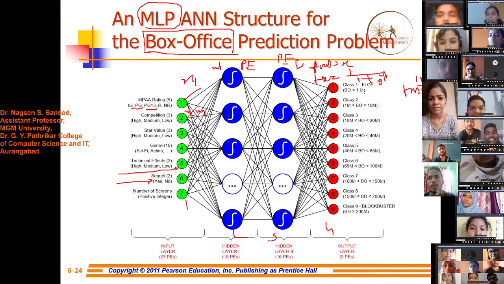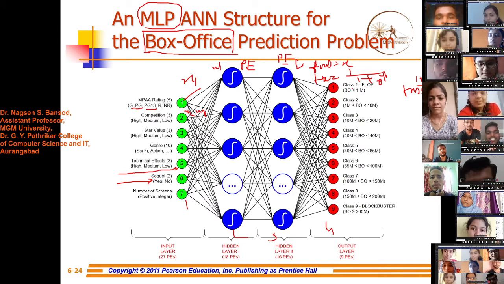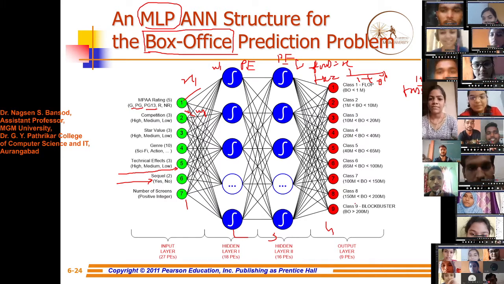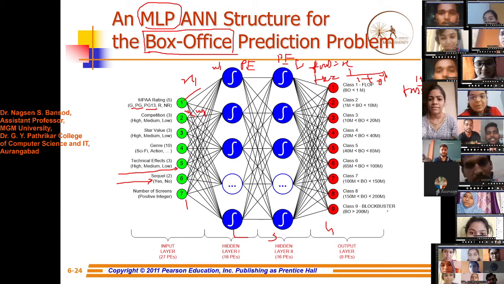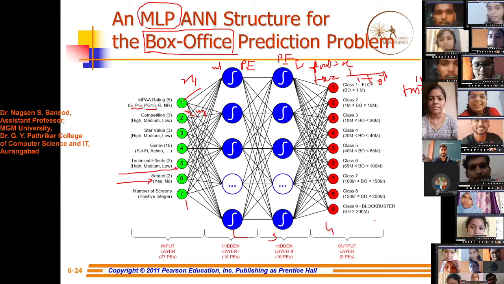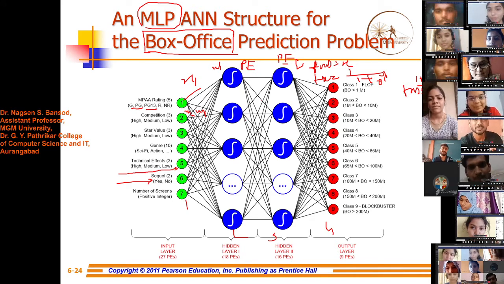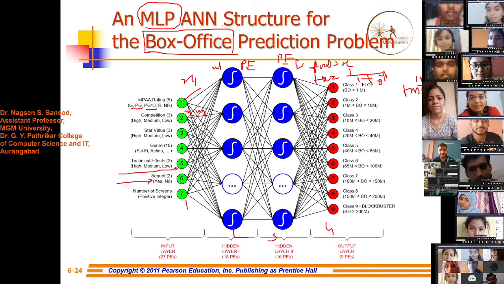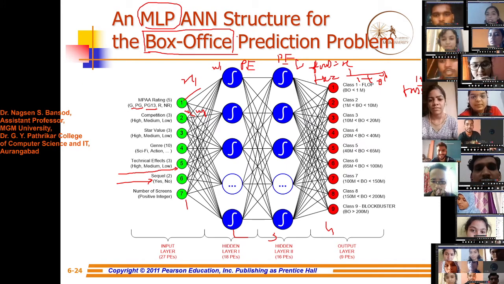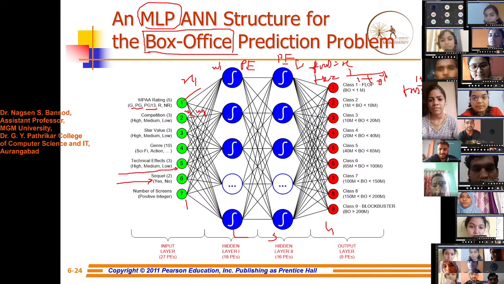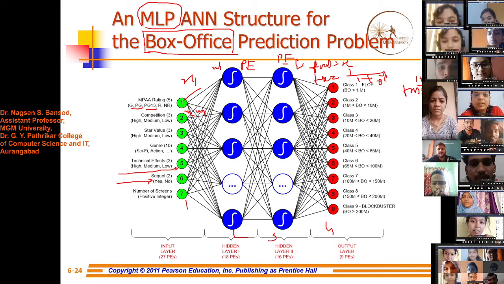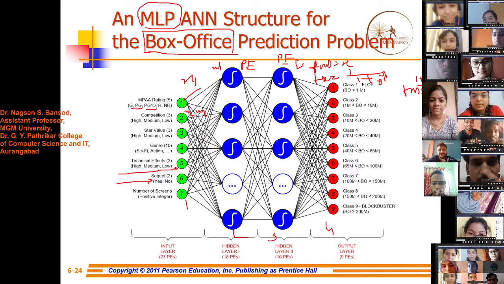And accordingly for the inputs, the first class we get is flop movie, class 2 movie, class 3 movie, class 4 movie, and class 9 movie is the blockbuster, means the movie is earning very much money. Like this we can design the multi-layer perceptron artificial neural network. This is the general structure of the multi-layer perceptron artificial neural network. You have to design this in the exam. Okay, so you understand this properly.